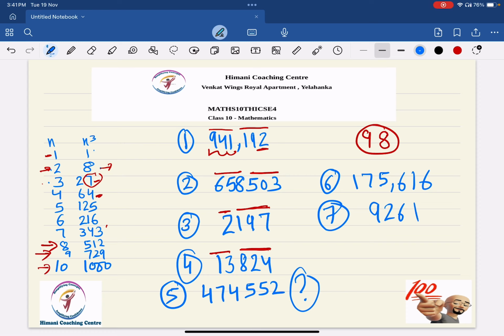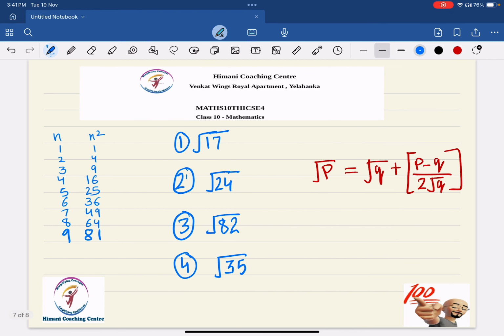So this is how we find the cube root and square root of perfect cubes or perfect squares. Now let us look at this. How do we find the square root of numbers which are not perfect squares? Like question number one says find the root of 17. Now we know 17 is not a perfect square. So what should we do?